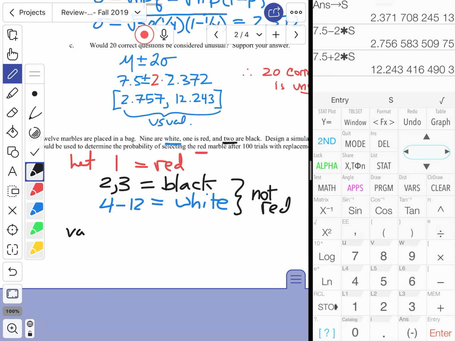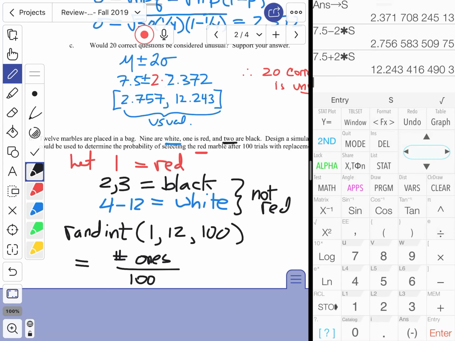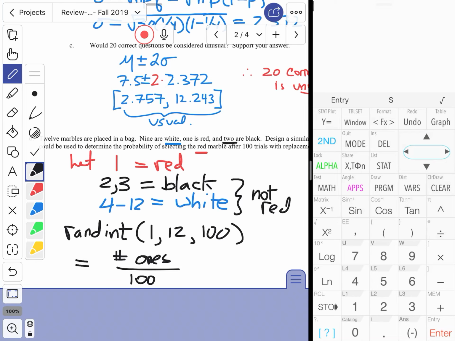So we're going to do a random integer. Rand int, numbers from 1 through 12, 100 times. And so what we would want is the number of ones. Those are the reds over 100. That's all I'm really looking for. I mean, if you want to do the calculator work, you're welcome to. But like I said, that's something that's easily made up, so there's no point in me doing that. All right. So I mean, I'll do it for fun.